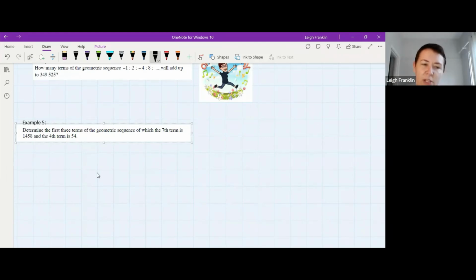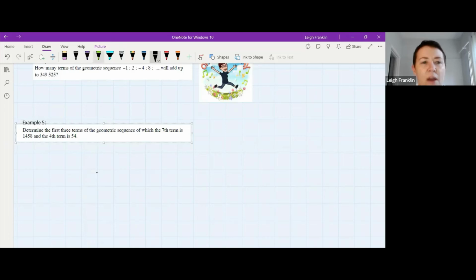This is solving simultaneously. So if we read the question together, it says to us, determine the first 3 terms of a geometric sequence, of which the 7th term is 1458 and the 4th term is 54.